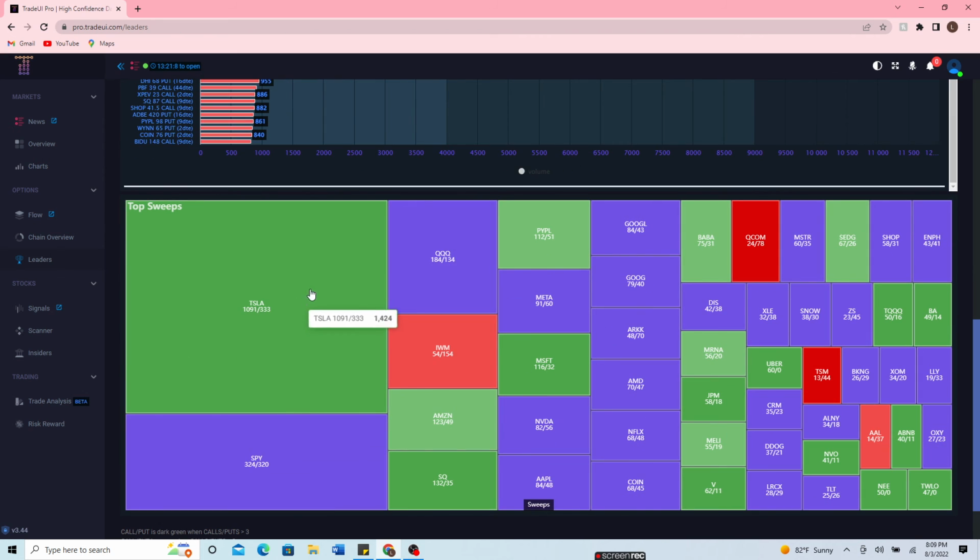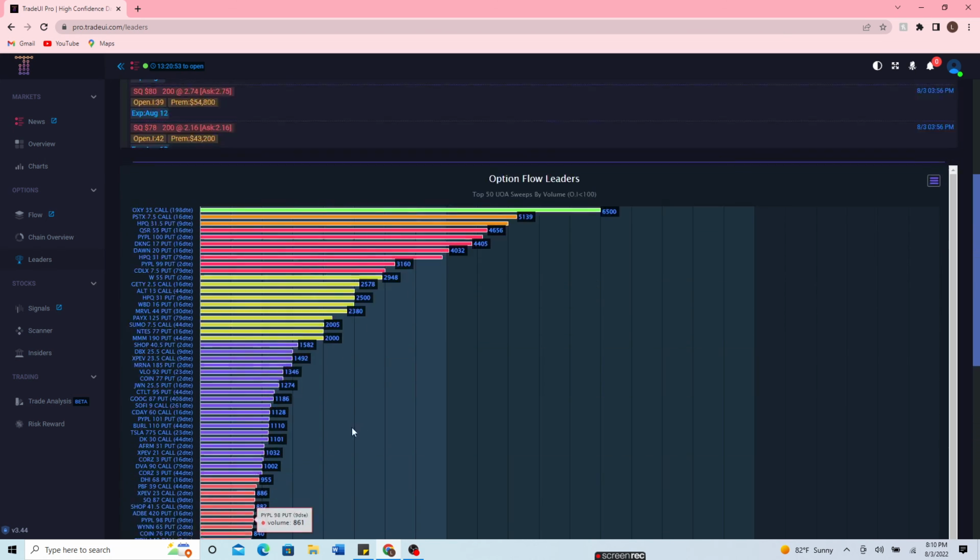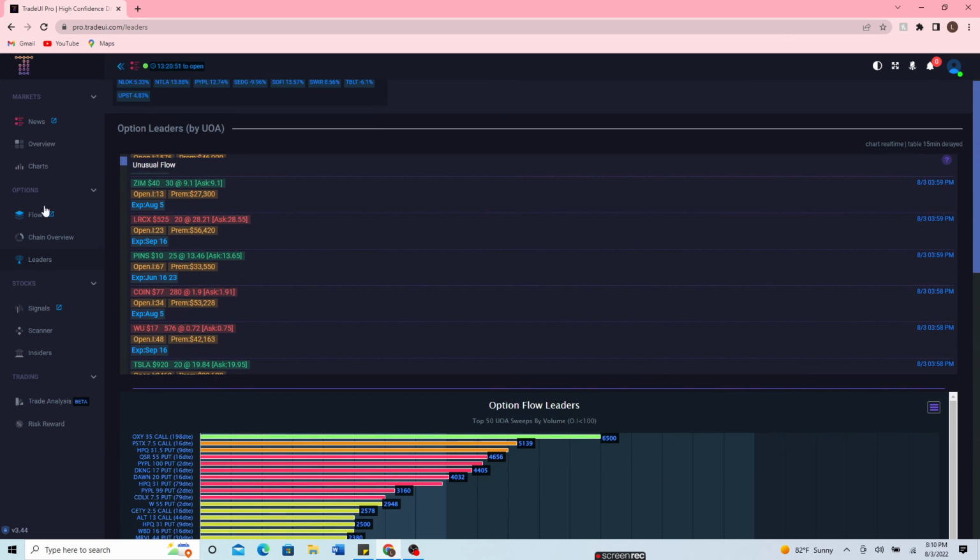And then it also shows you the top sweeps down here in a grid setup breakdown to show you what was going on overall in the market today. So you have Tesla with an overall call volume of 1,091 and a put volume of 333. So this is a quick little breakdown of the different aspects that the options section shows you.